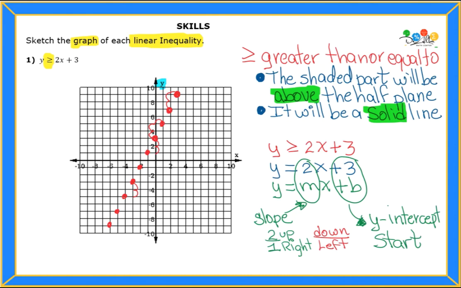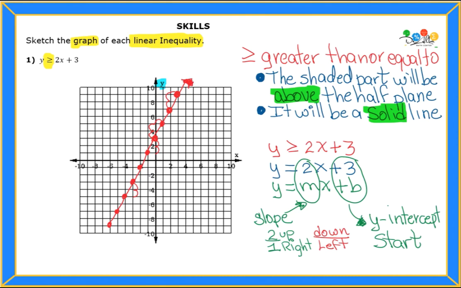Okay, now the next question is, well, do I make a solid line or do I leave it as a dashed line? Well, go back to the first two things that we put on the top. So I know the shaded part will be above, and I know it's going to be a solid line. So solid line means that I can connect all my points. So I can connect the points. We can try our best to connect it nicely. It's going to look something like that. Okay? And now it's going to be shaded above.